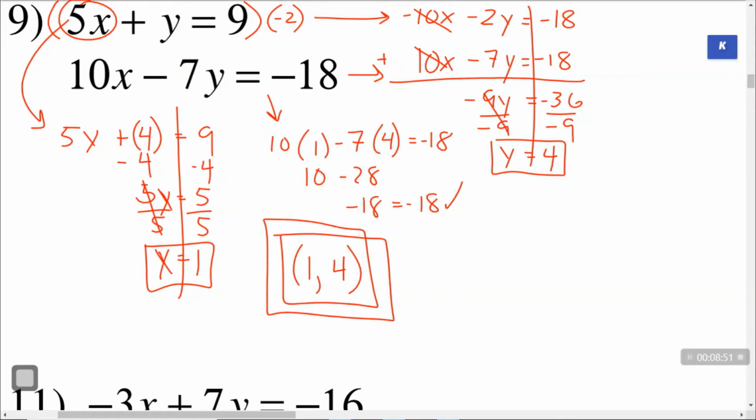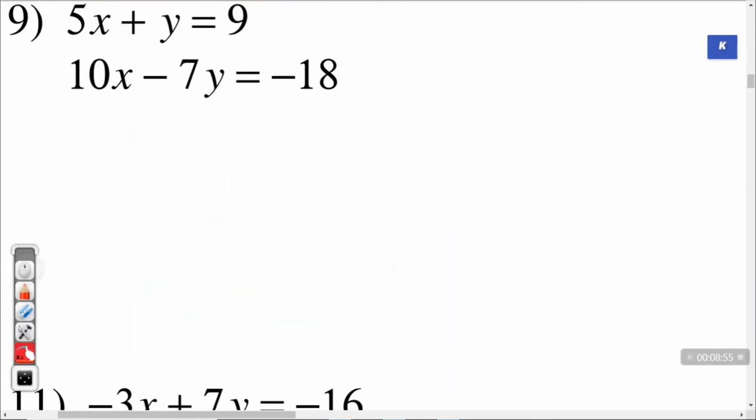Now, I'm going to show you the same exact problem. This time, I'll eliminate y, because you could go either way with this one. Eliminating y is just as simple.